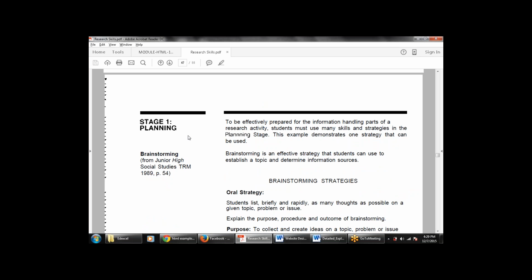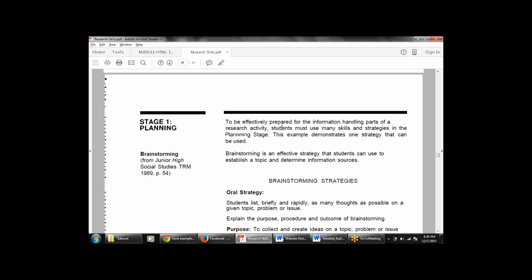So first is stage number 1, that is planning. To be effectively prepared for the information handling parts of the research activity, students must use many skills and strategies in the planning stage, because that is the first stage, and without this planning nothing is possible, because planning is one of the important concepts.